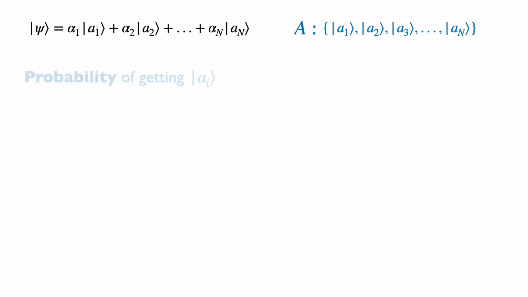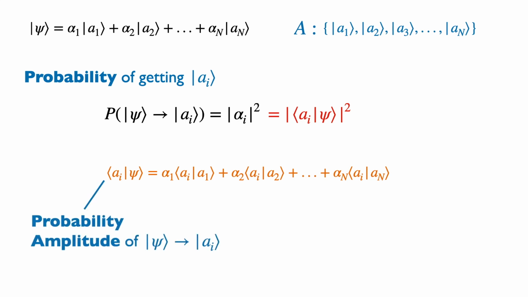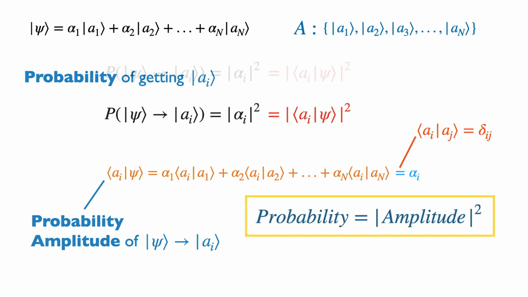The probability of getting the outcome A_i after measuring A is given by, which is equal to the absolute square of the inner product between psi and A_i. This can be seen by calculating the probability amplitude of the process directly and using the orthonormal condition of the basis. In general, the probability of an outcome is equal to the absolute square of the corresponding amplitude.